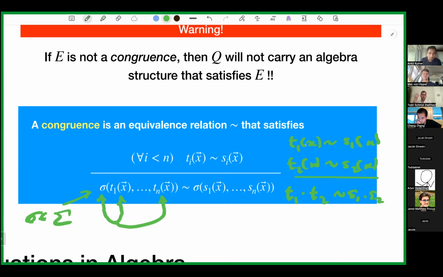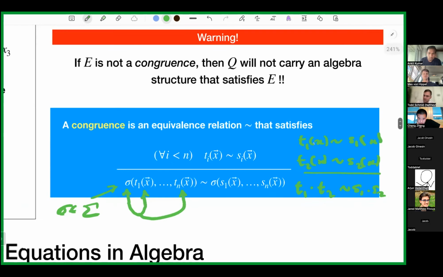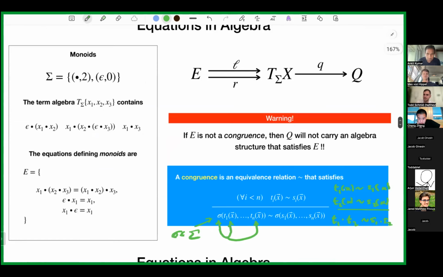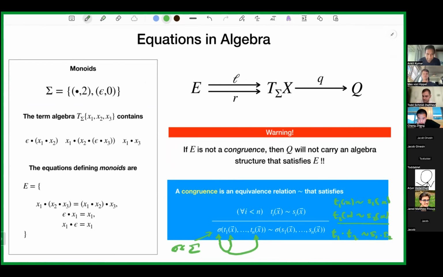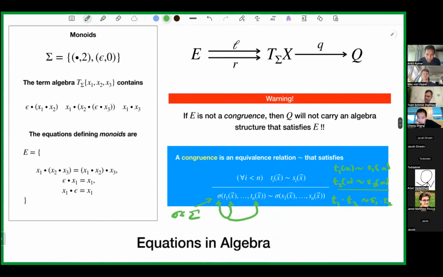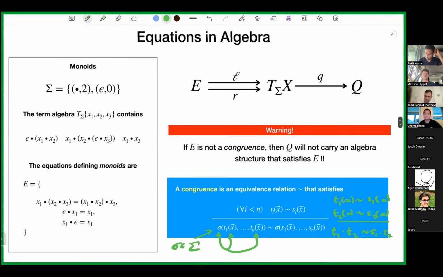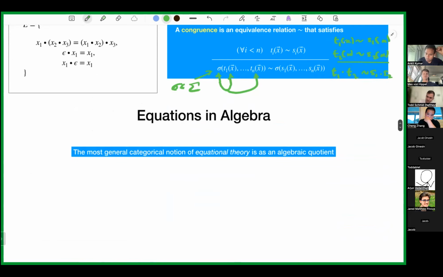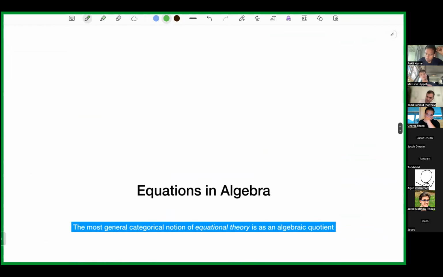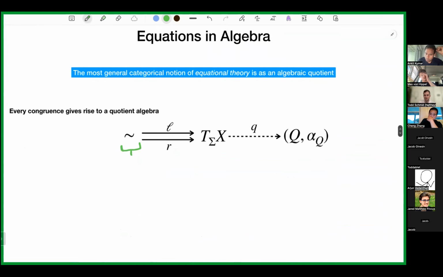Right. So this closure under congruence is really what we need in order to actually give Q an algebra structure, which is why I'm bringing it up. But we need to give it an algebra structure. Thankfully, if we do this in advance, if we make sure that E is closed under this congruence rule, then what we obtain is a very nice characterization of satisfaction of an equational theory.